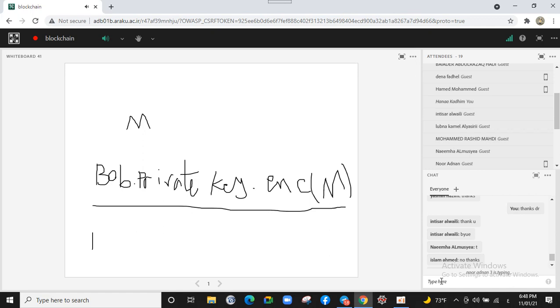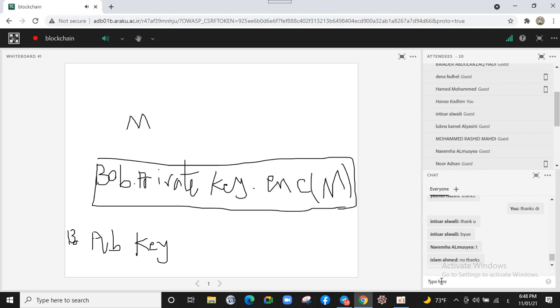Why? Because everybody knows the public key of Bob. As I said, in all approaches, everybody knows others' public keys. So everybody can decrypt this message using Bob's public key, and the result must be equal to M. This is called a digital signature.